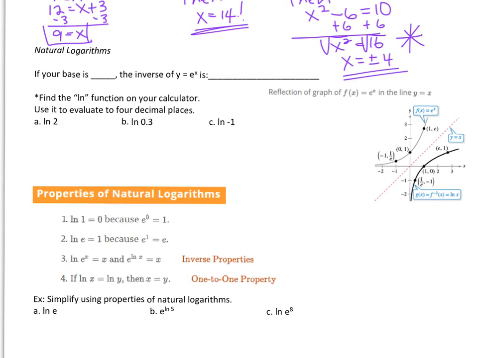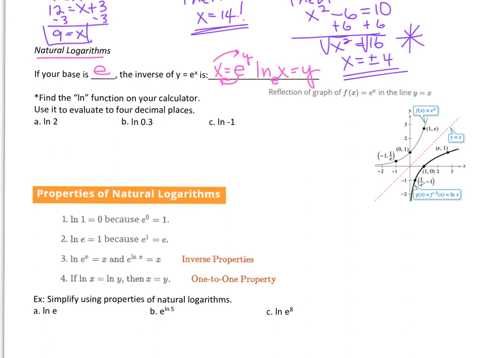So far, all of our bases have been number values, and we've used that common logarithm log. But if you recall from lesson 5.1, we had a natural base e, which will also have an inverse, and that's called a natural logarithm. So if your base is e, the inverse of y equals e to the x would start off by switching x and y and looping it. But when we loop it, we're not looping it with log, we're actually going to loop it with ln. And we say ln of base e of x is equal to y.